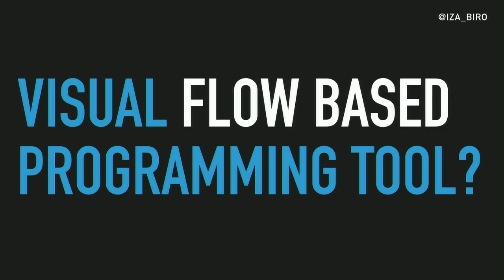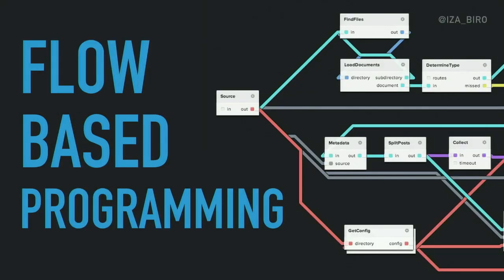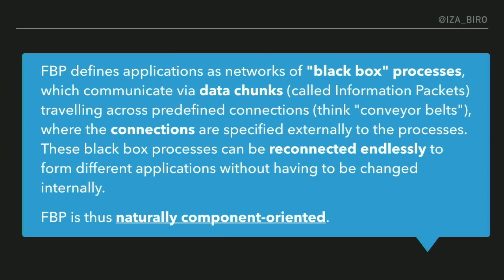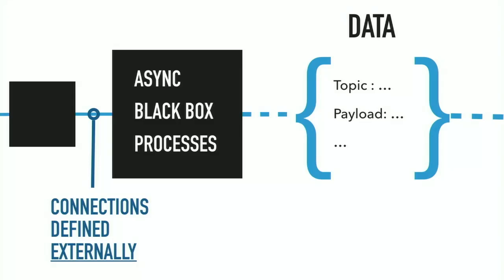So flow-based, why flow-based? Flow-based programming actually started at IBM as well, but the Node-RED inventors didn't even know. It was J. Paul Morrison who introduced this programming paradigm. And he says that it's naturally component-oriented. I could read out the text, but probably this is a bit friendlier. It is a network of async black box processes.